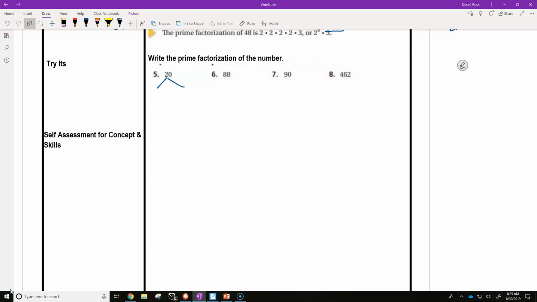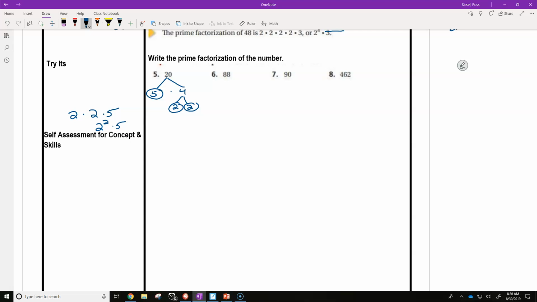Marley, what'd you do? 5 and 4. Okay. And then for 4 I did 2 and 2. Okay. Now, the only thing is, I would write the numbers out as either 2 times 2 times 5 or 2 squared times 5. Perfect. Good job. How about, did anyone do 88?